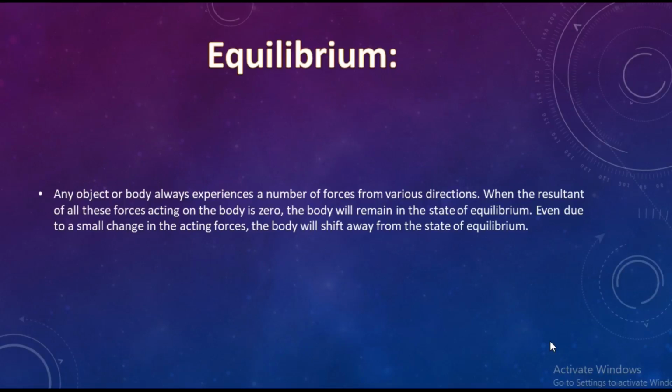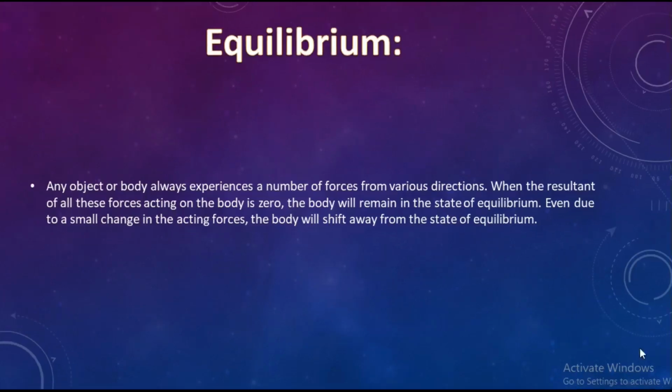So the question is, what is equilibrium? Any body or object always experiences a number of forces from various directions. When the resultant of all these forces acting on the body is zero, the body will remain in the state of equilibrium. When, due to a small change in the acting forces, the body will shift away from the state of equilibrium.